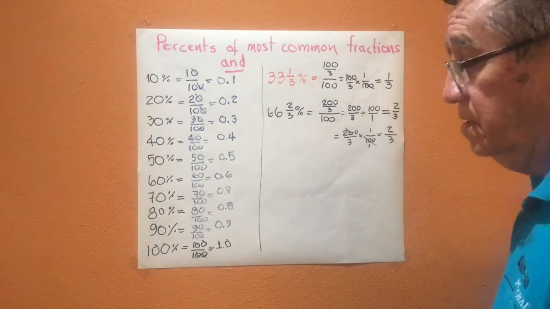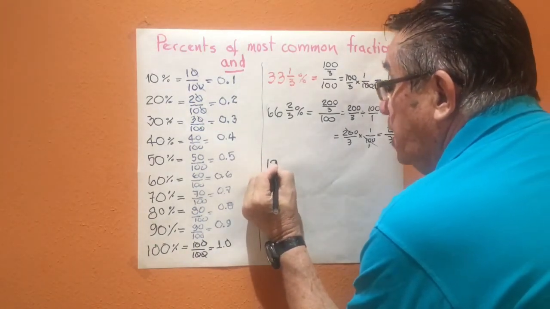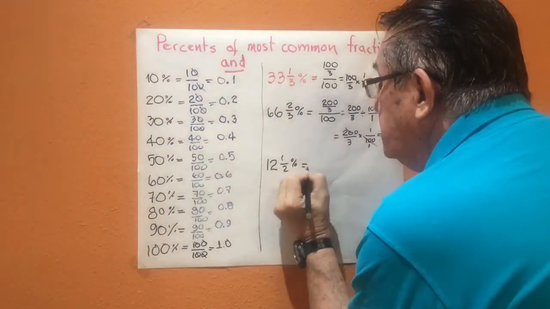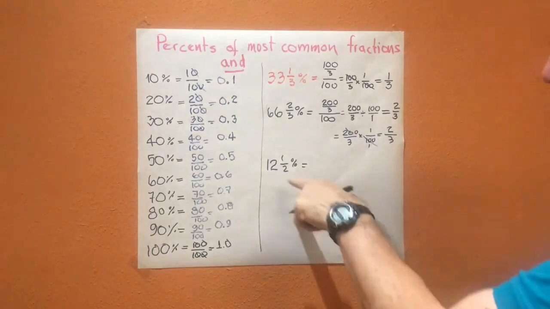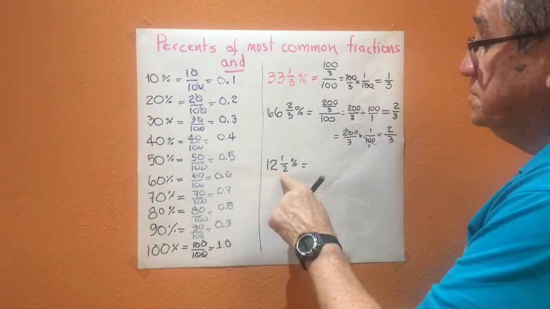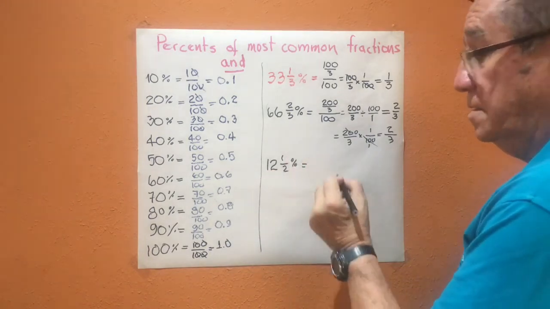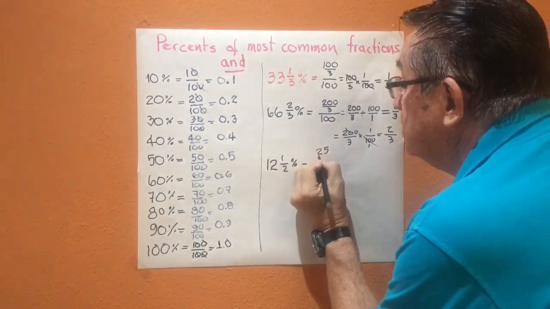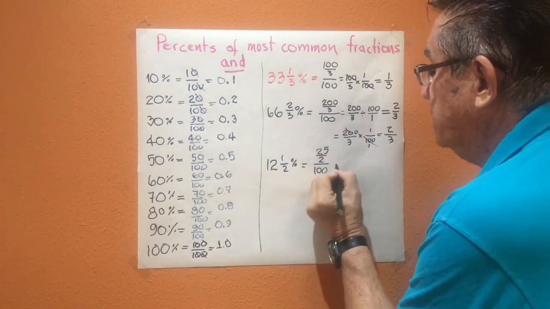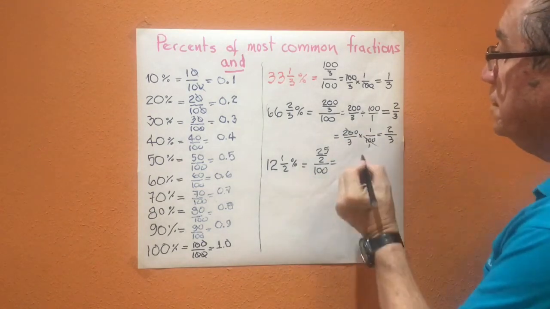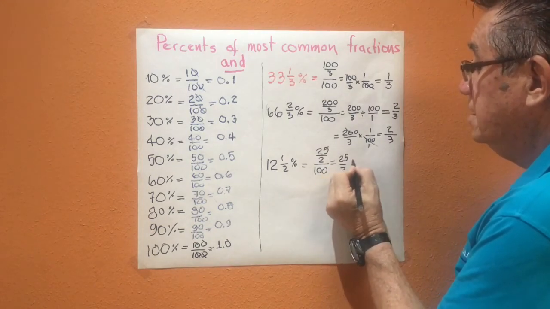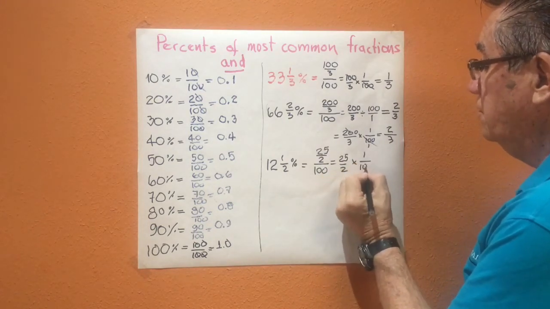Let's do another example. Let's do this: 12 and 1/2 of a percent. How can I change it? Well, I have to change it into an improper form. 12 times 2 is 24, plus 1 becomes 25. 25 halves. Since this is a percentage, it should be divided by 100. Following the procedure, we have 25 halves times 1/100.